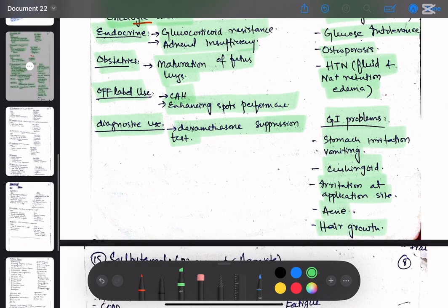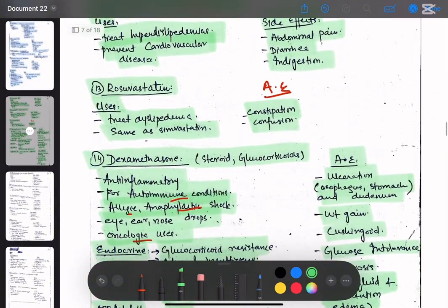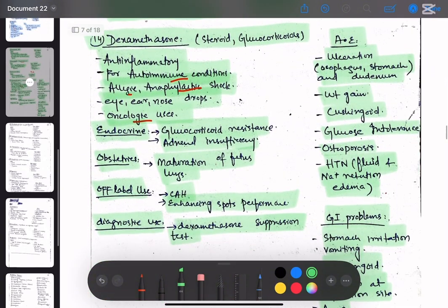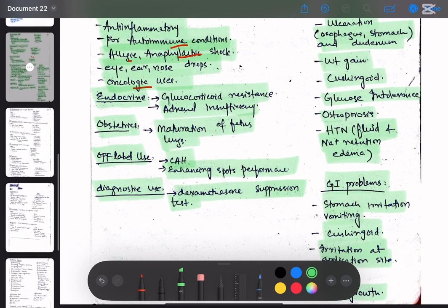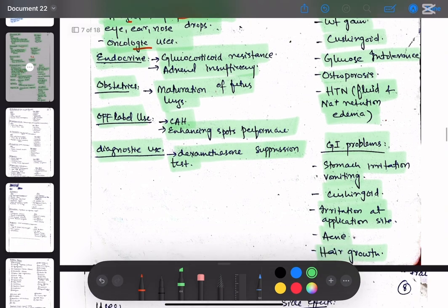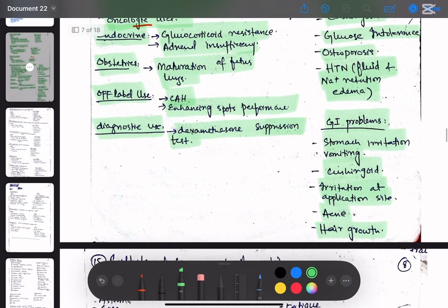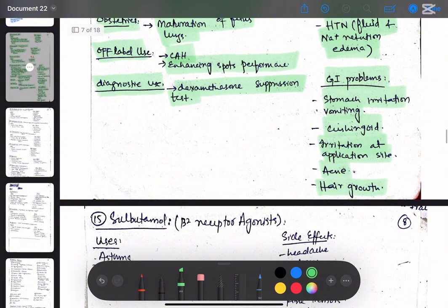Okay, so dexamethasone is one of the most common drugs. You should remember this. Anti-inflammatory and autoimmune conditions, allergic and anaphylactic shock, and in endocrine use for glucocorticoid resistance and adrenal insufficiency. In obstetrics it is used for maturation of fetal lungs, and off-label uses are congenital adrenal hyperplasia and enhancing sports performance. Diagnostic use is the dexamethasone suppression test. The GI problems are stomach irritation, Cushing's syndrome, irritation at the application site, acne, and hair growth.